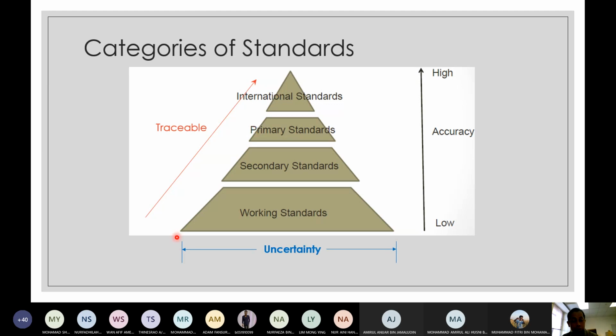So this sequence from bottom to top is what we call traceability: the ability to trace a certain measurement from the lower level up to the highest level.